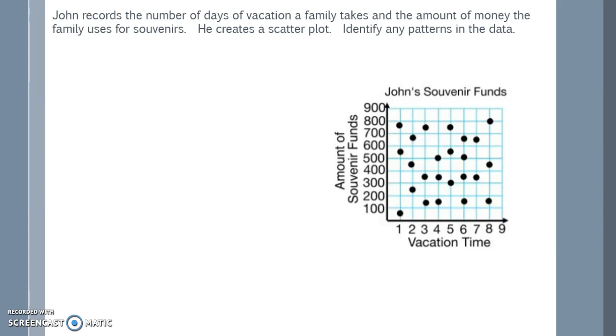John records the number of days of vacation a family takes and the amount of money the family uses for souvenirs. He creates the scatter plot below. Identify any patterns in the data.